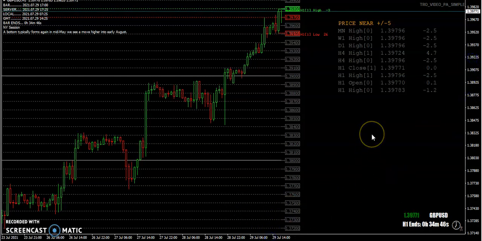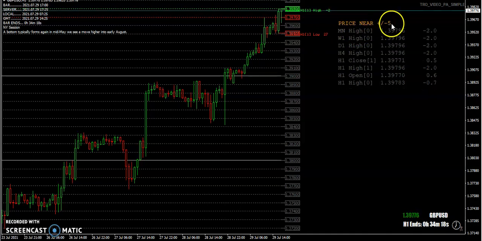For the people that donated, if you're noticing the price near indicator, I put a change on it. I put the plus or the minus if it's below the level, and plus minus 5 means the indicator is going to show prices within plus or minus 5 pips of that particular level. That'll be going out in the next batch, which will probably go out next month.